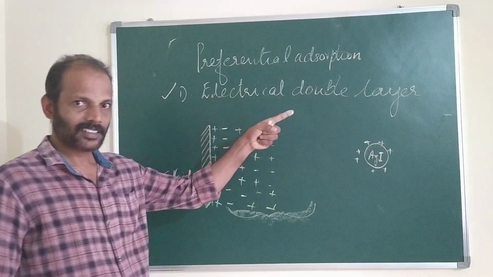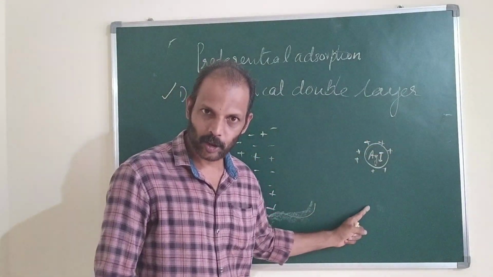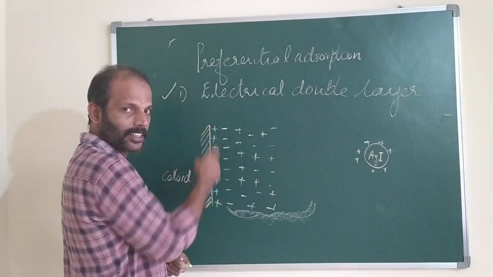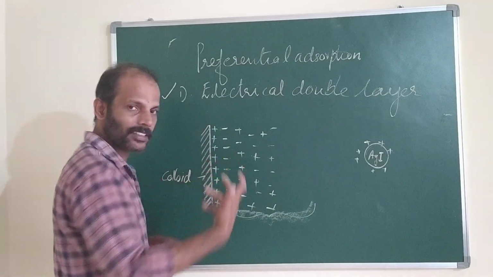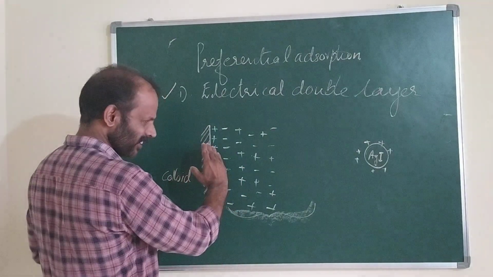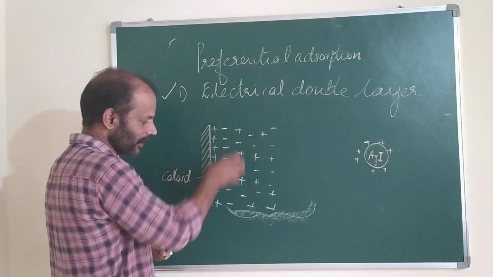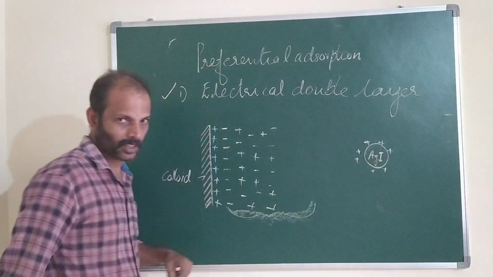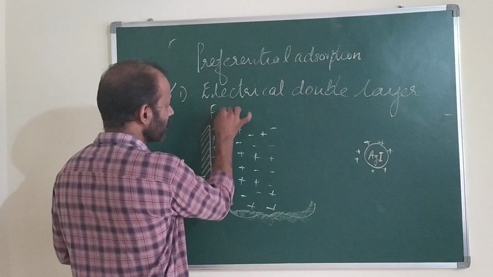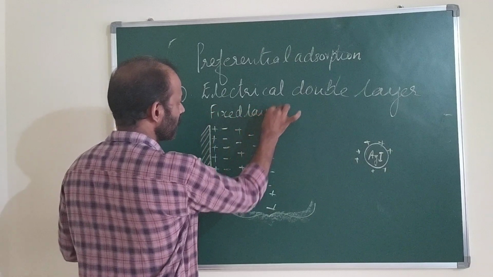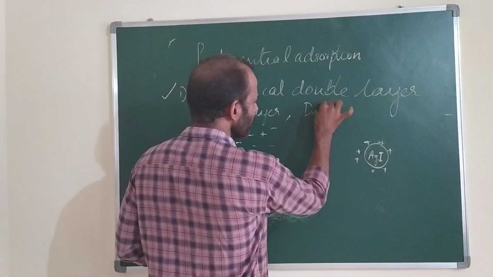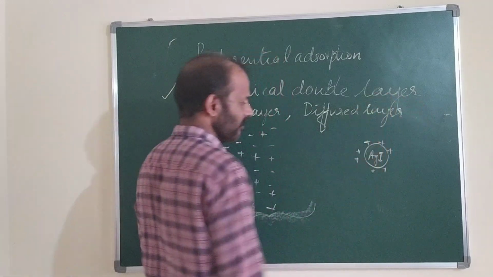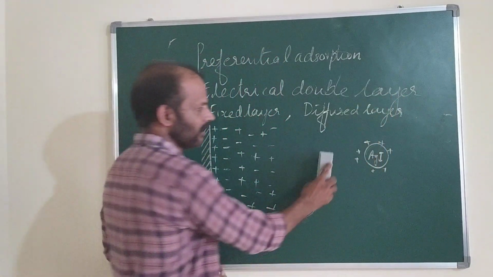So the double layer is due to preferential adsorption of charges from solution. On the surface there is a fixed layer, either a positive charge layer or a negative charge layer, and just immediate to that an opposite charge layer forms, and that layer is diffused into the solution. So we have a fixed layer and a diffused layer.